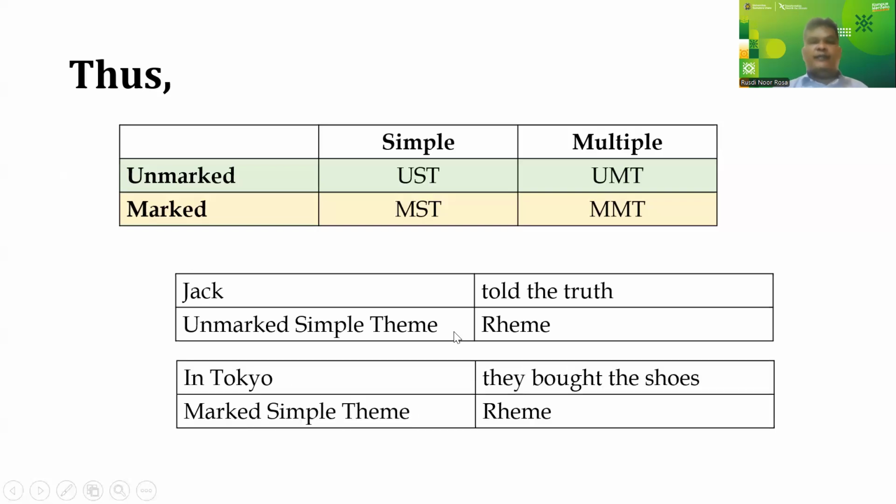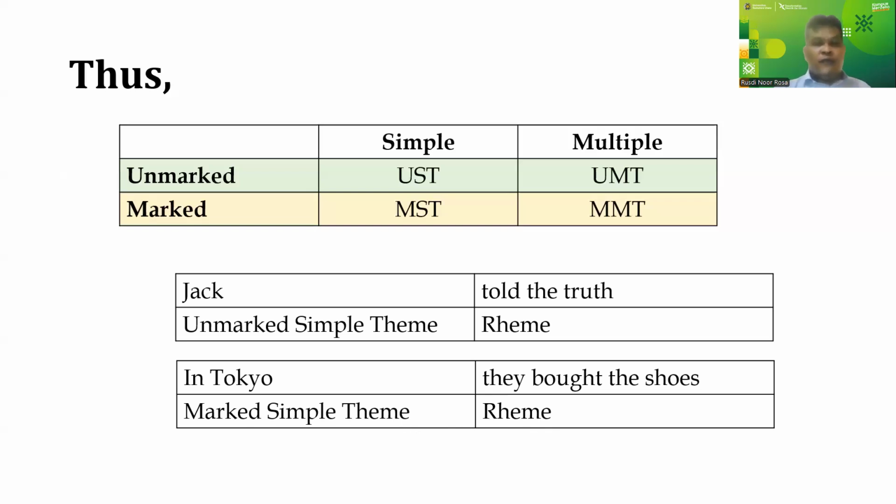Now, the second example. The second example, you see here that "In Tokyo, they bought the shoes." And we also have here only one theme that is "in Tokyo." But it is different from the first example. If in the first example we have Jack, the first participant, as the theme, but here we have a circumstance as the theme. As I told you earlier, when we have a circumstance as a theme, that is unusual. If it is unusual, it belongs to marked theme. So because it is simple, so it is marked simple theme. So this clause is composed of marked simple theme.